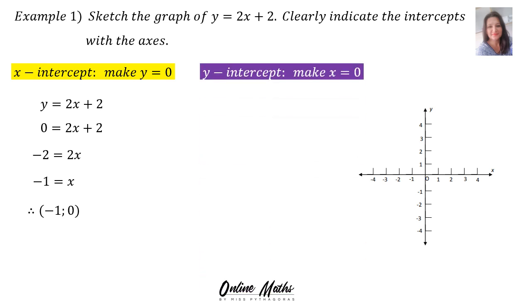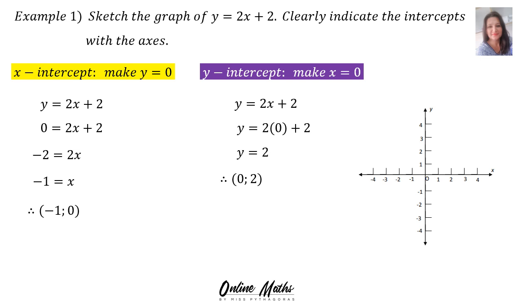Then for the y-intercept, the rule is always make x 0. There's your equation. In x's place you substitute 0 and you end with y is equal to 2. And therefore the coordinate is the point 0 and 2.